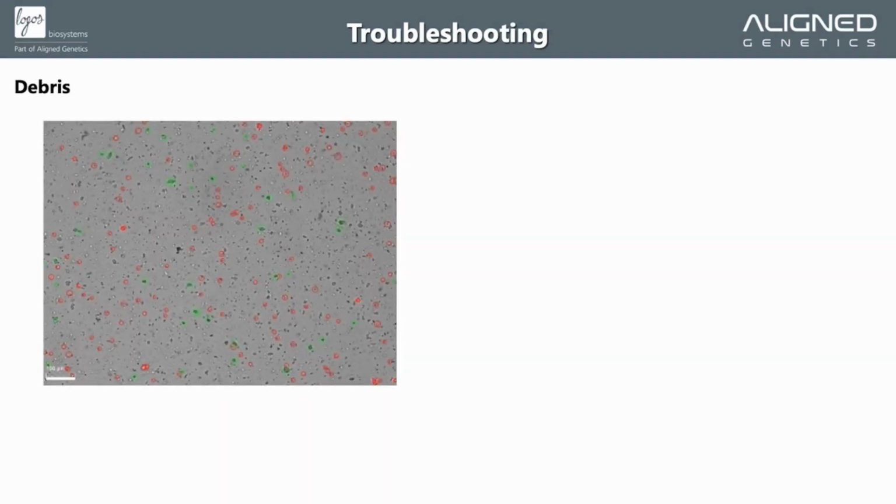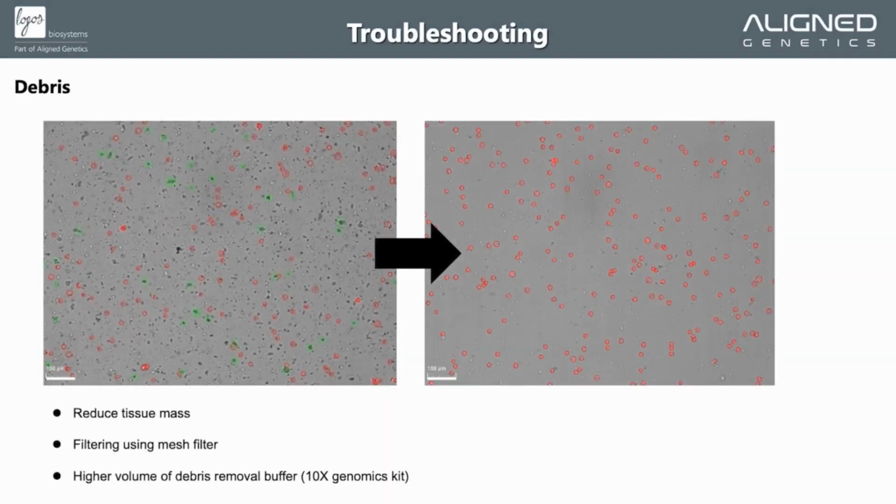And if filtering and washing were insufficient to remove all debris from your samples, here are some troubleshooting tips. First, reducing tissue mass can significantly mitigate the issue. So reducing tissue mass can mitigate most of the issues you may have during the nuclei isolation process. So if you have any issues, the first approach I would take is reducing tissue mass.